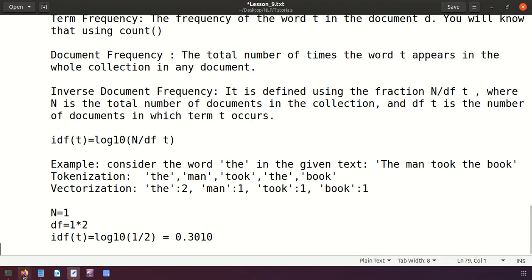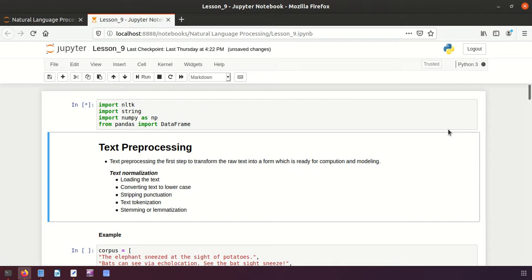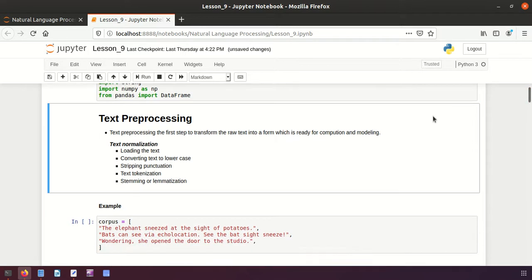Now let's see it practically, you will understand better, friends. First of all, I'm importing some important libraries here like NLTK, string, then NumPy, then pandas. Let me execute this code. Then we talked about text preprocessing, which is the first step to transform the raw text into something ready for computation and modeling. The steps are loading the text, normalization, converting into lowercase, stripping the punctuation, and then tokenization and stemming.